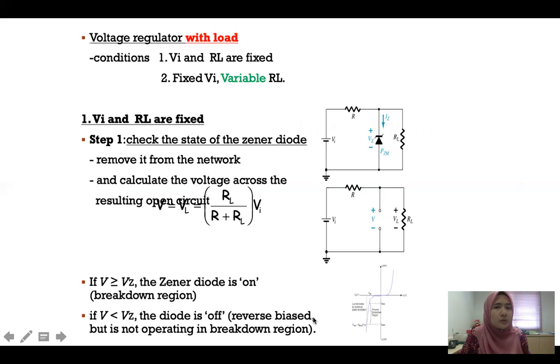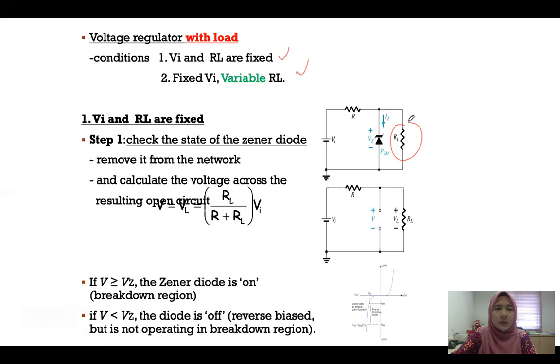Now let's look at the voltage regulator with load. So now we have a voltage regulator with load. This is what we call the load resistor. We have two conditions: when V in and RL are fixed, and when you have fixed V in but a variable RL. First, let's look at the first condition where V in and RL are fixed. So this is V in, this is RL.